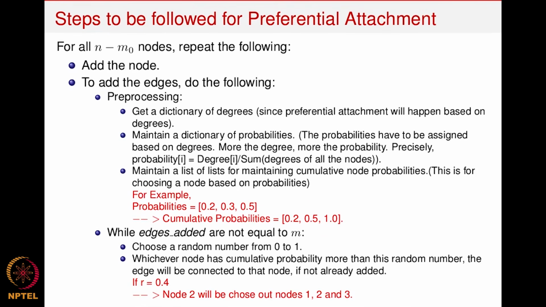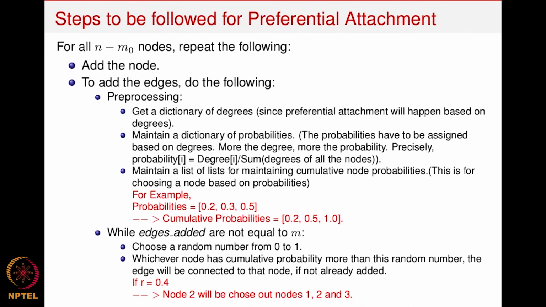Just take a look at the cumulative probabilities list. The first node's cumulative probability is 0.2, so its window will be 0 to 0.2. The window for the second node is 0.2 to 0.5. The window for the third node is 0.5 to 1.0. So now you can see that the window for the third node is more than the window for the second node, and the window for the second node is more than the window for the first node.